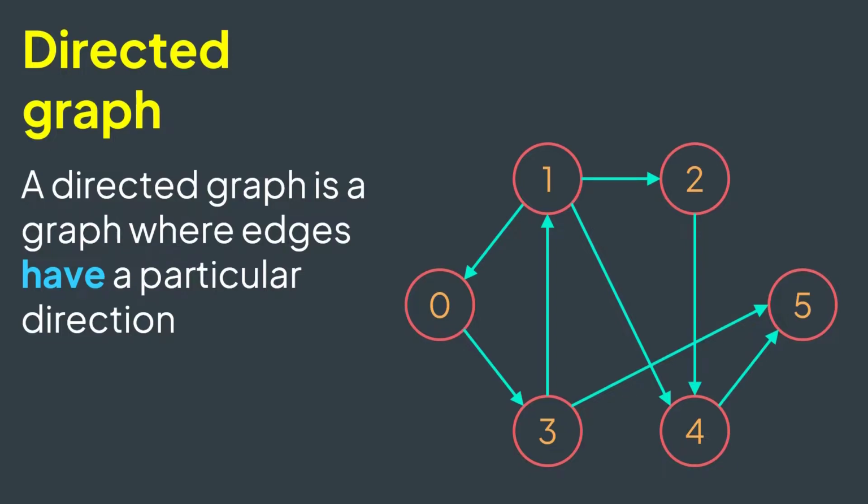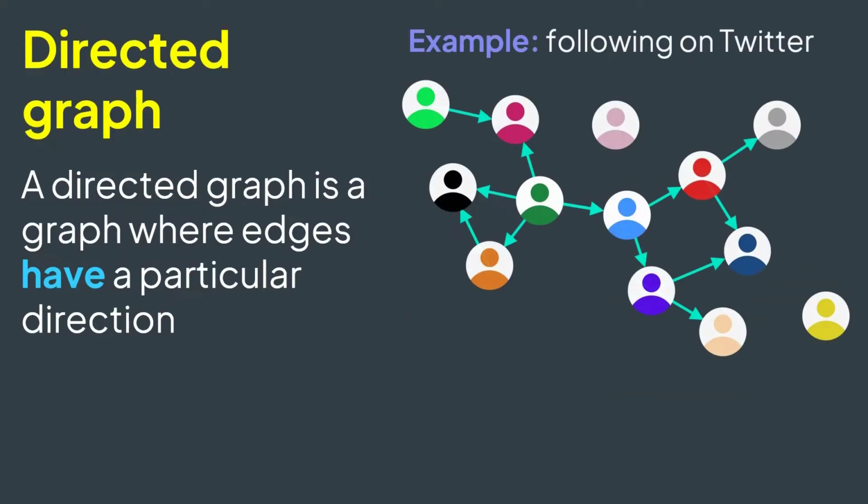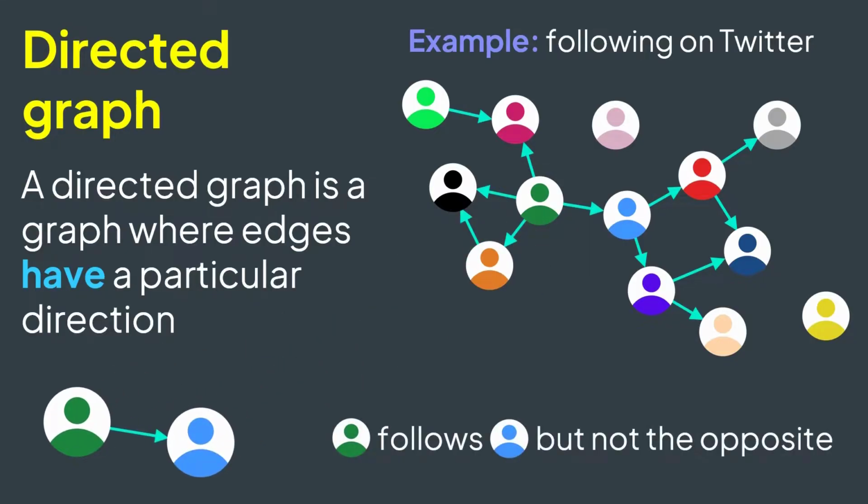You can see that it has a tail and a head. And here, the direction matters. We can go from A to B, but we cannot go from B to A. An example of that is following on Twitter. If we have two people, green and blue, and there is an edge like this, it means that green follows blue. But the opposite isn't true here. Here, the edge has a defined direction. It goes from green to blue. So green follows blue. It's a one-way relationship.